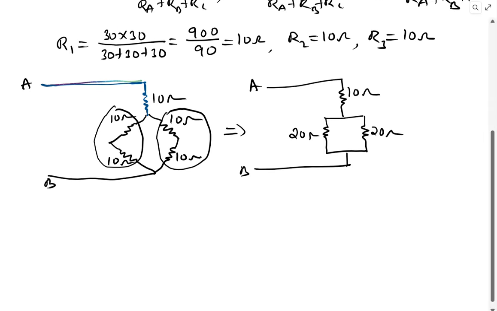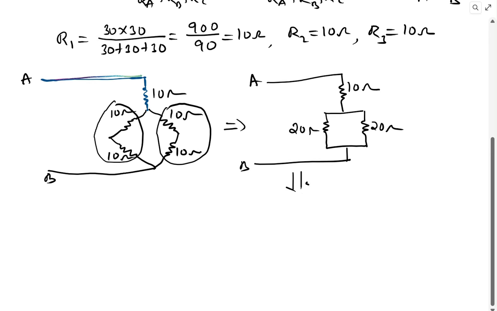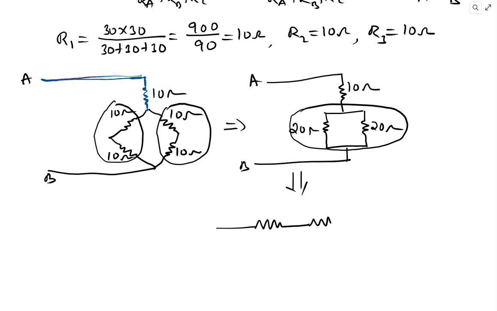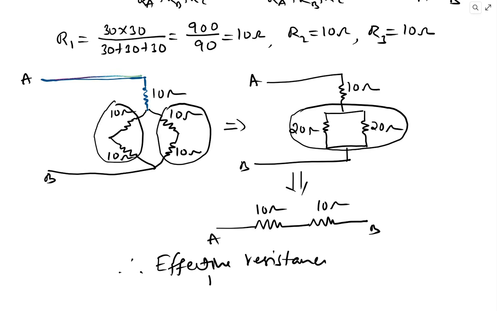So now the figure will reduce to what here? The figure comes out to be: this 10 ohm is there, and this 20 and 20 again becomes 10. So between A and B, this is 10 ohm, this is 10 ohm, and therefore the effective resistance between A and B, because 10 and 10 are in series, we get 10 plus 10 equal to 20 ohm.